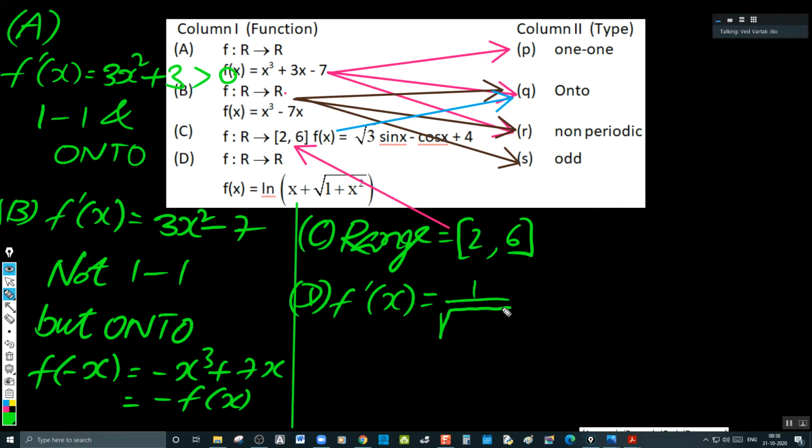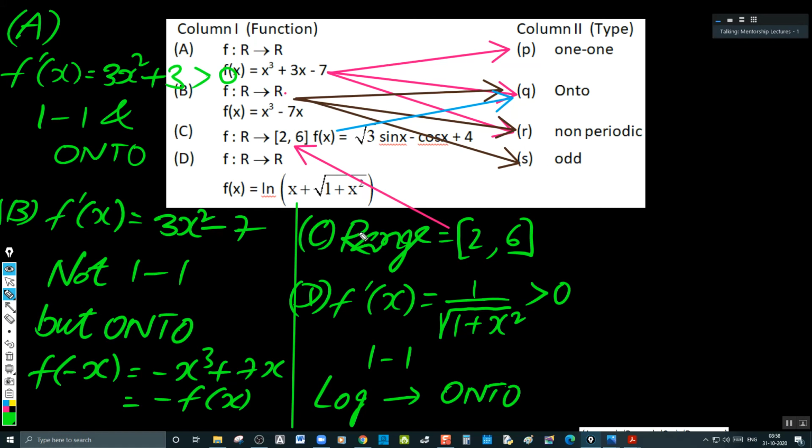It is strictly positive. It becomes 1 1. And obviously it is onto also, because it is a logarithmic function. According to the graph of the logarithmic function, it is onto also. Coming to this, the logarithmic function is never periodic.